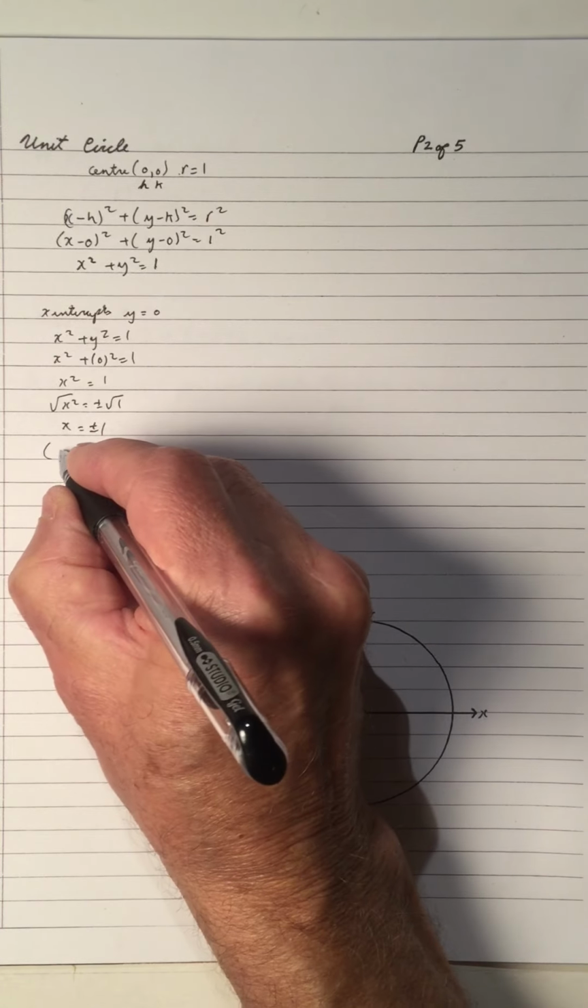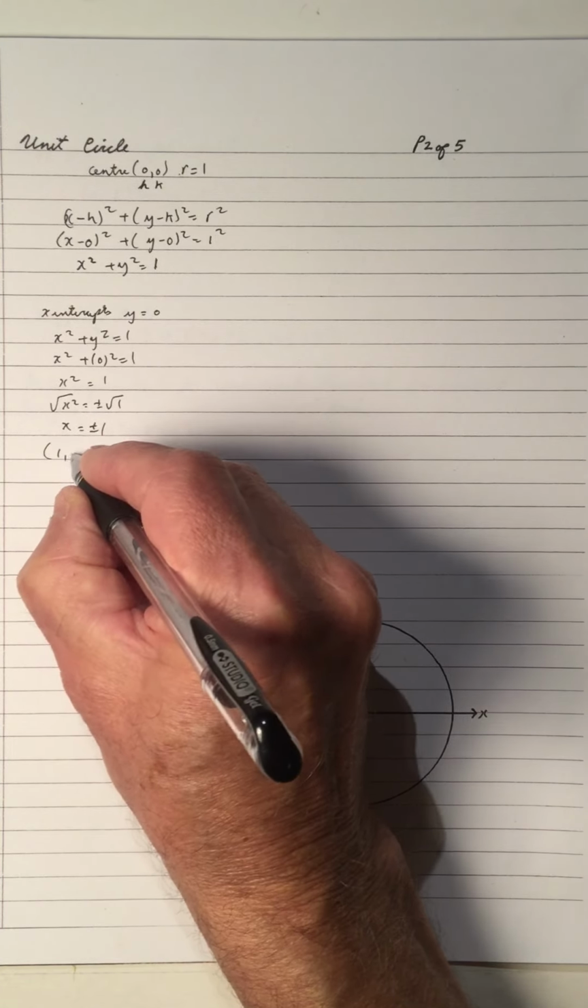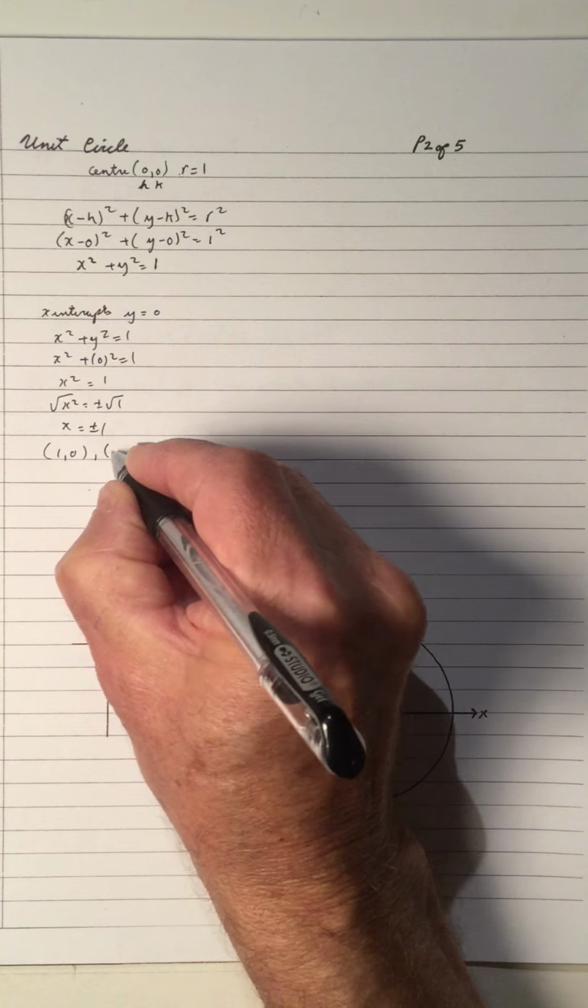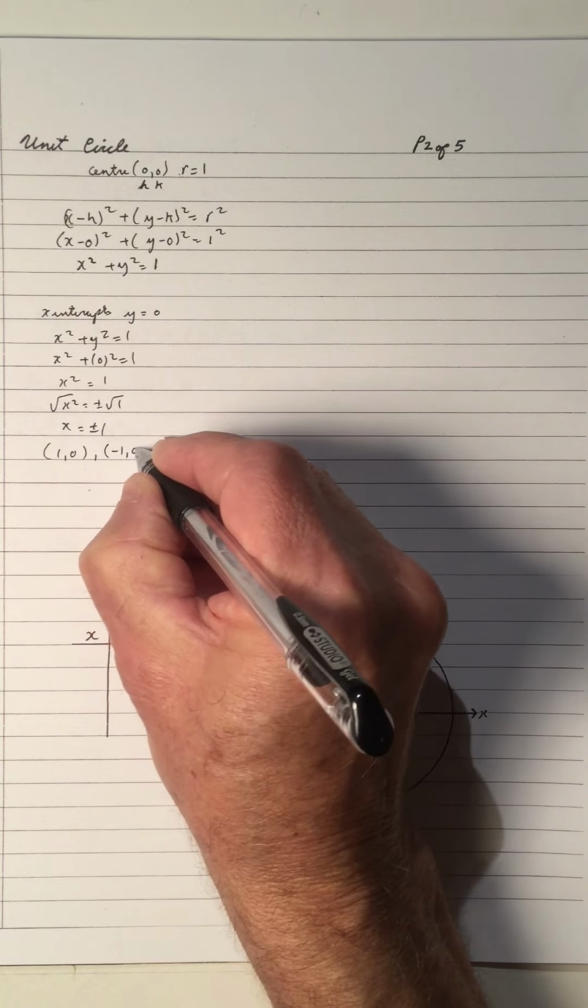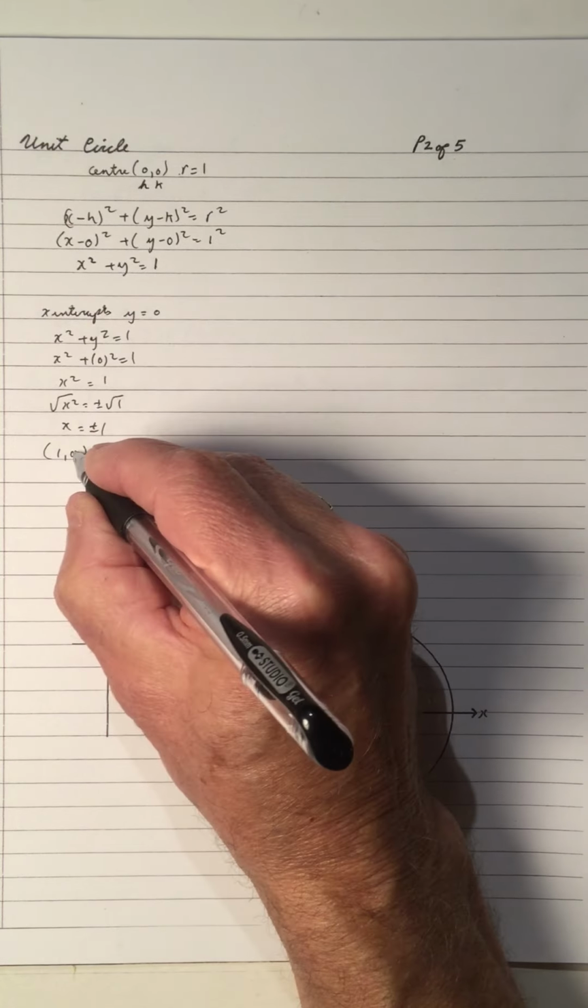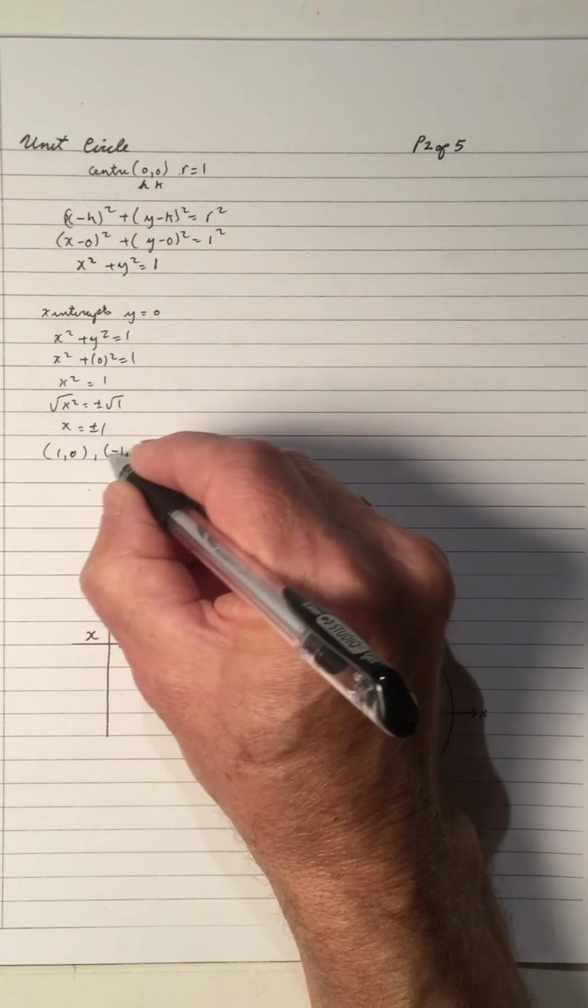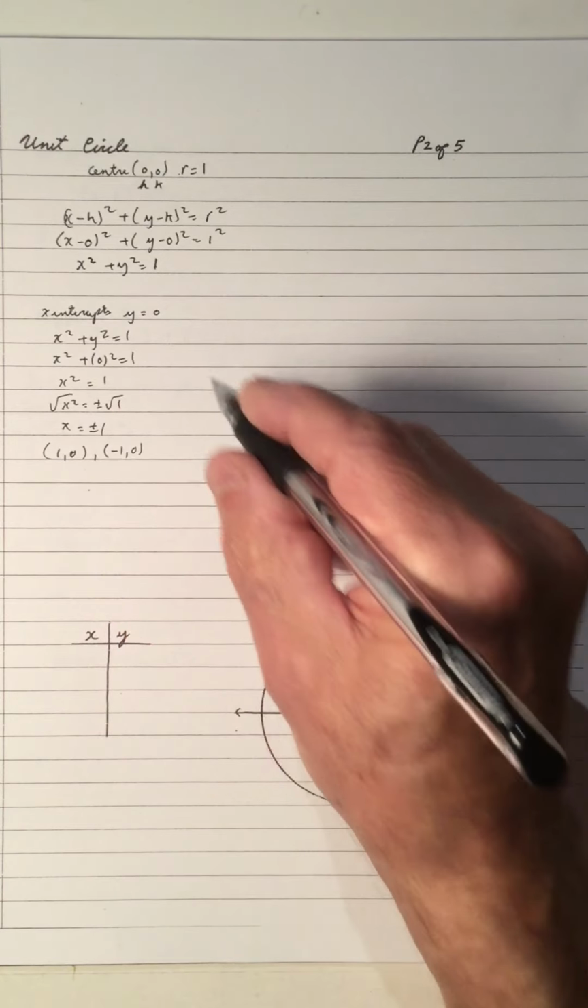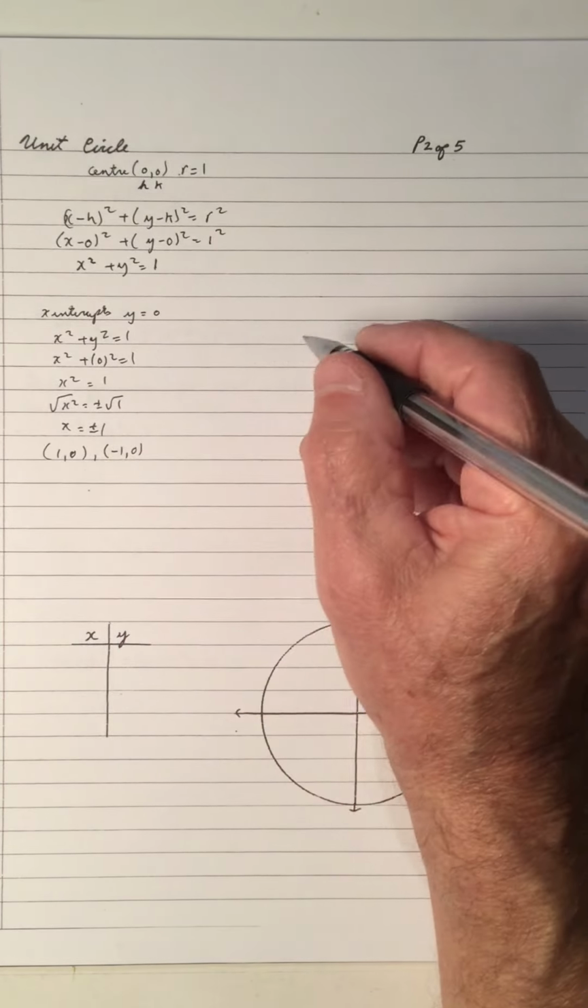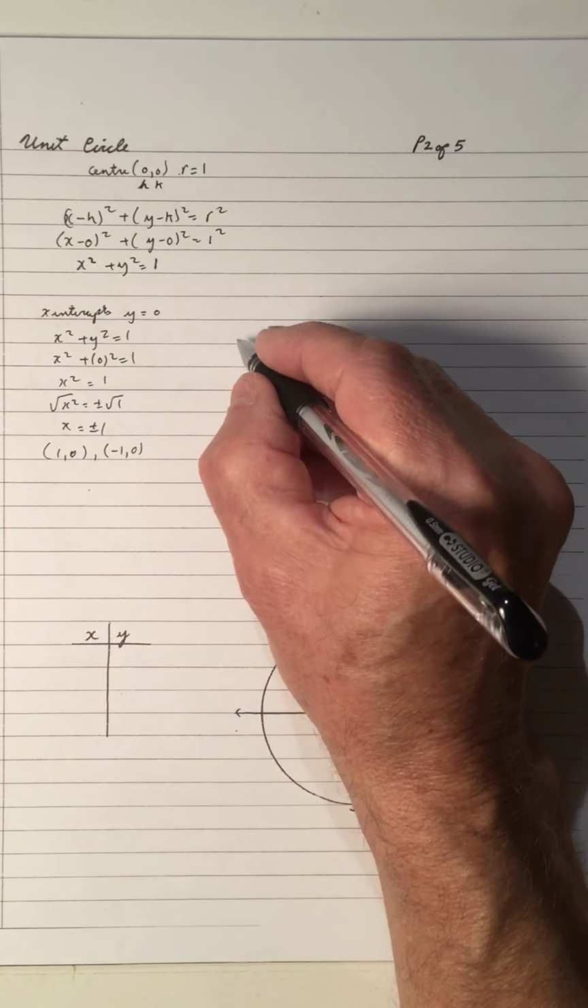So that means when x is 1, y is 0. And when x is negative 1, y is 0. We start off with y equals 0, and those are the two ordered pairs. So those two ordered pairs, we'll put them in the graph after.